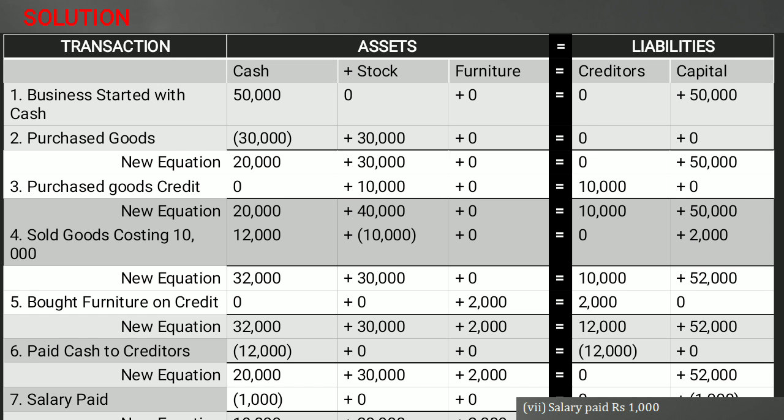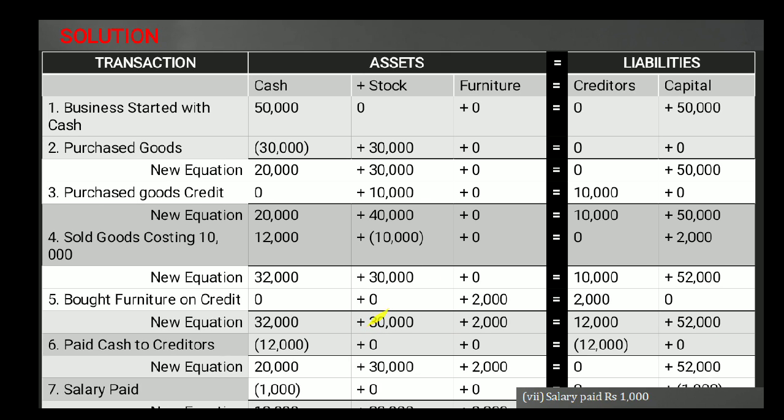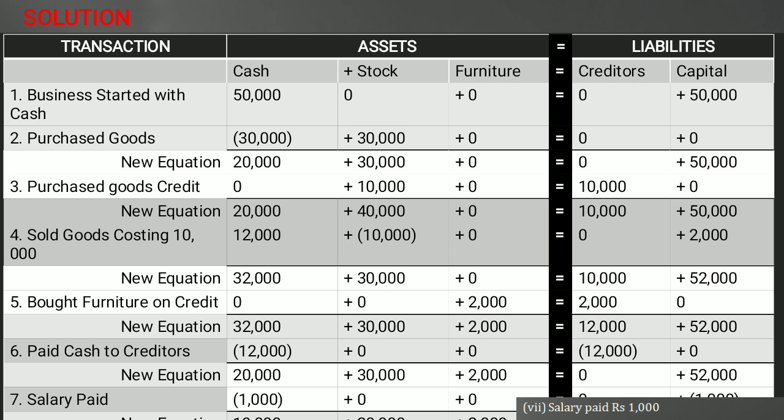Here we can check, salary paid. Again salary paid, so it will decrease our cash by 1,000 and it will decrease our capital by 1,000, because I have already told earlier, when you make any payment regarding an expense, it will decrease our capital. Cash and capital both will decrease by 1,000.